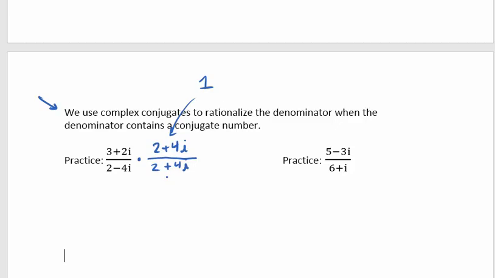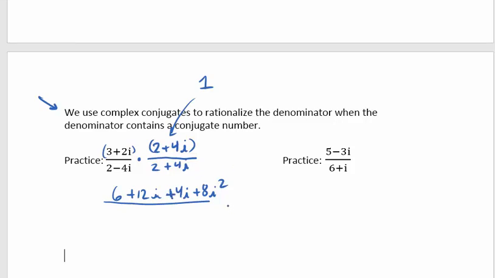All right, so let's take a look and see what we get. We'll kind of work our way down in both the numerator and denominator here. So in the numerator, I'll start with the top. I'm taking this guy times that guy. So let's see, 3 times 2 is 6. 3 times positive 4i is going to give me positive 12i. 2i times 2 is going to give me positive 4i. And then 2i times 4i would give me 8i squared.